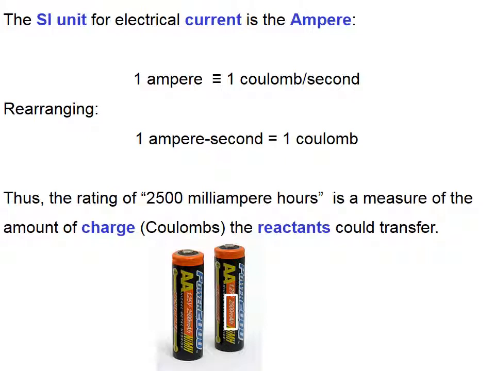So a rating of 2,500 milliampere hours is really a measure of coulombs, because we can measure coulombs in amperes times time. You see up here, this is amperes and this is time in this case. It's done in a really weird kind of way, but it's really saying how much charge this battery could transfer. And if we converted this milliampere hours into ampere seconds, that would be equivalent to coulombs.